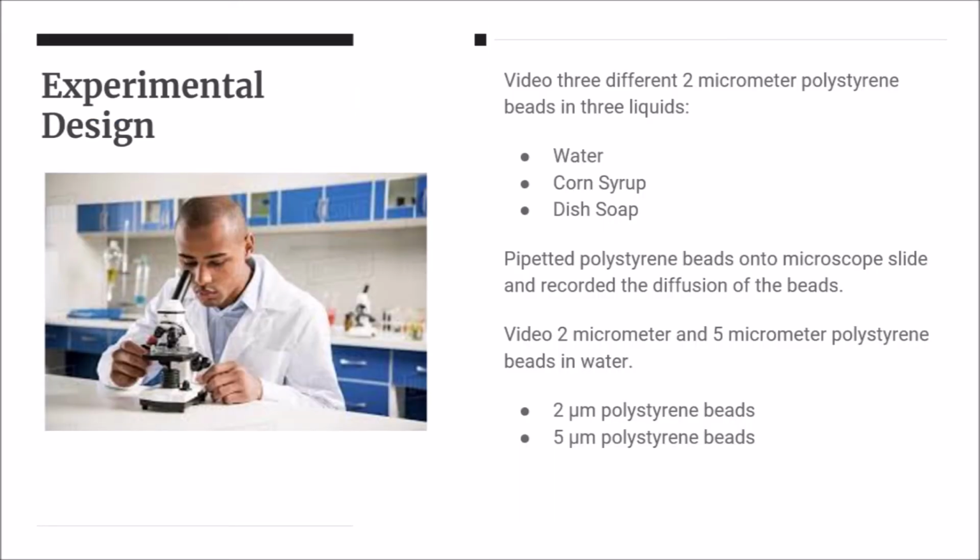In order to conduct our experiment, we pipetted 2 micrometer polystyrene beads that were suspended in 3 different liquids, water, dish soap, and corn syrup, onto a microscope slide. This was to examine the variable of the liquid. Additionally, 5 micrometer beads suspended in water were also pipetted onto a microscope slide. This was to examine the variable of the size of the bead.